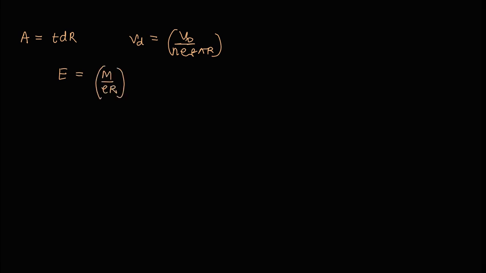So if we put this value in this expression, we get the following equation: the drift velocity for this particular area, that is T dr, is replaced with V naught upon n e rho pi r, and the value for electric field is obtained as m upon e r, and if we substitute this value we get V naught square upon n square e square rho square pi square r square. So we get this weird looking term for the value of electric field.